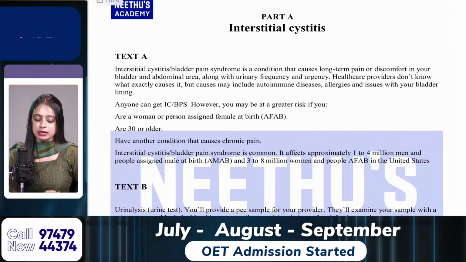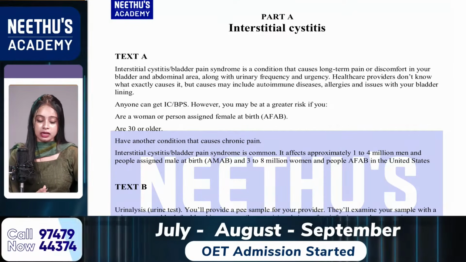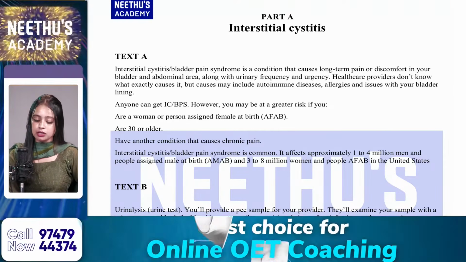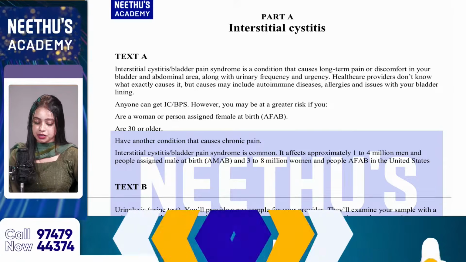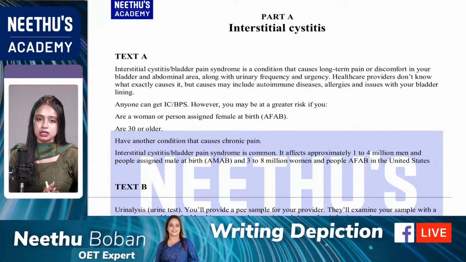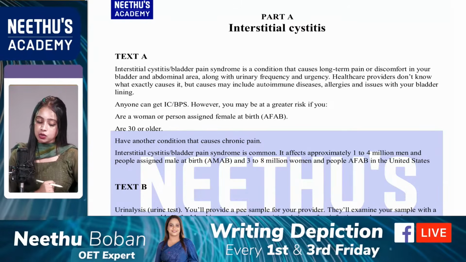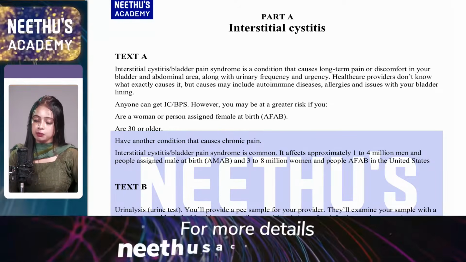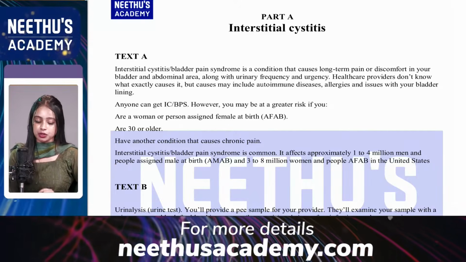Interstitial cystitis, or bladder pain syndrome, is a condition that causes long-term pain or discomfort in your bladder and abdominal area along with urinary frequency and urgency. Healthcare providers don't know what exactly causes it, but causes may include autoimmune diseases, allergies and issues with your bladder lining.